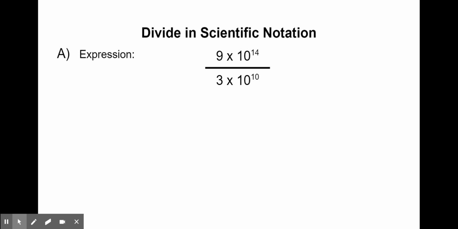Let's divide in scientific notation. Here's our example expression. We have 9 times 10 to the 14th power divided by 3 times 10 to the 10th power. And if you think about what these actually mean, if we were to write these in standard form, you'd have 9 times 10 to the 14th power in the numerator of your fraction.